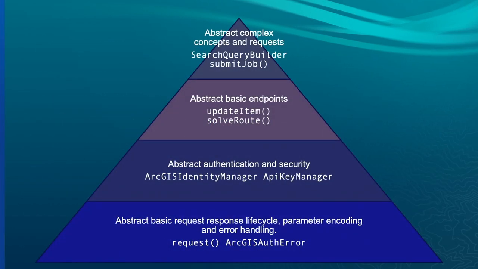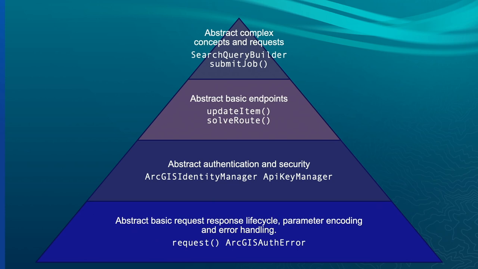And this is a good diagram. I made this last year and I showed it and I really like it. It shows how the packages build on top of each other and the philosophy. The bottom layer is that core request package where we do the nuts and bolts handling of how we encode parameters, how we make the request, how we handle errors, and what kind of errors we look for.